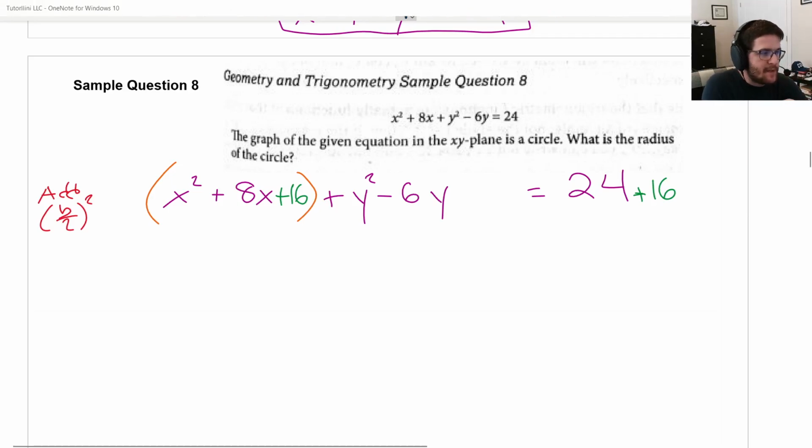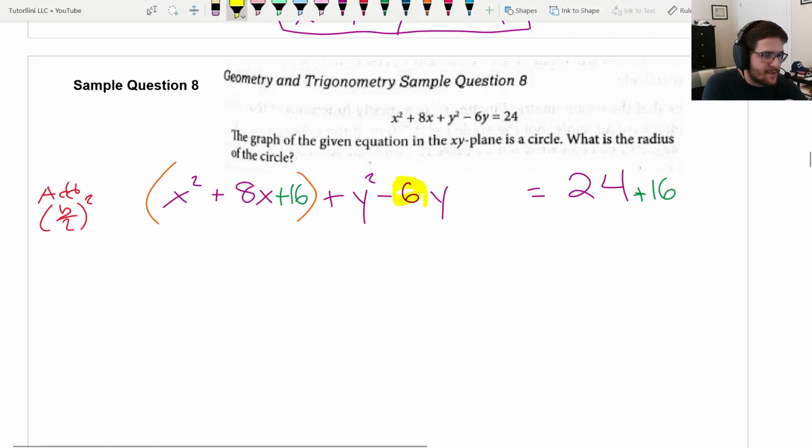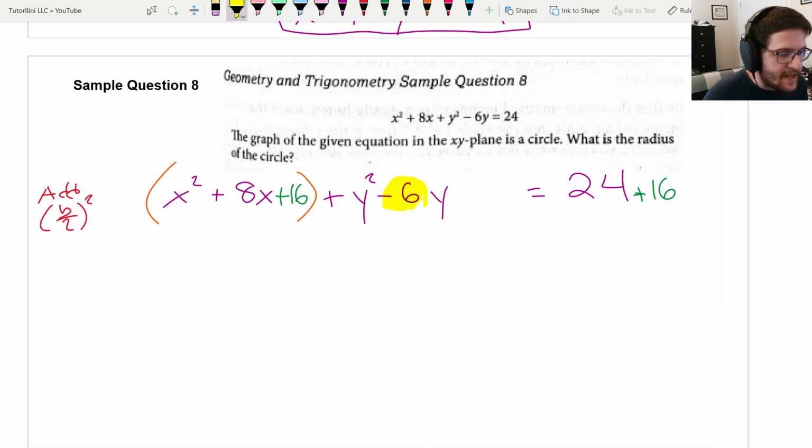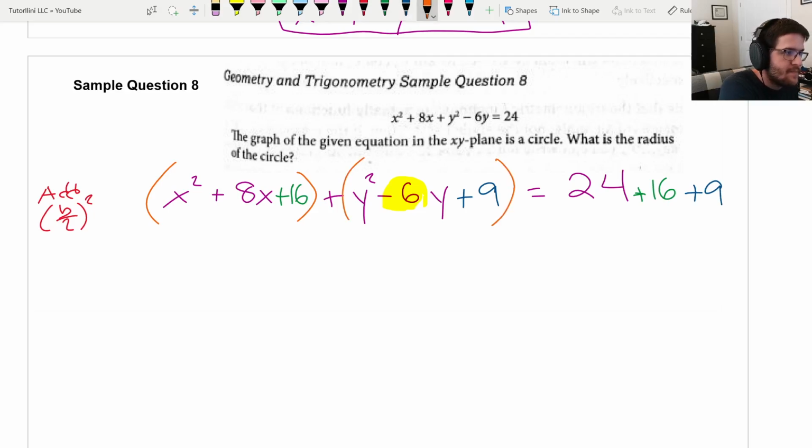Now we're going to do the same thing with the y. So the y is 6 or -6. So you divide by 2 and you get -3. And then you square it in parentheses and you get 9. So we're going to add 9 to both sides. So let's do that. So +9 and +9. And then we're going to group these. And I can get rid of this. Good.